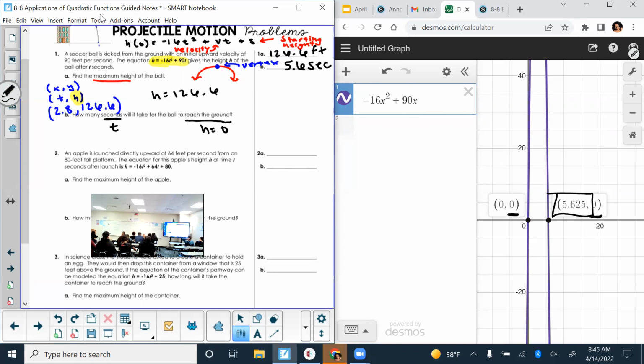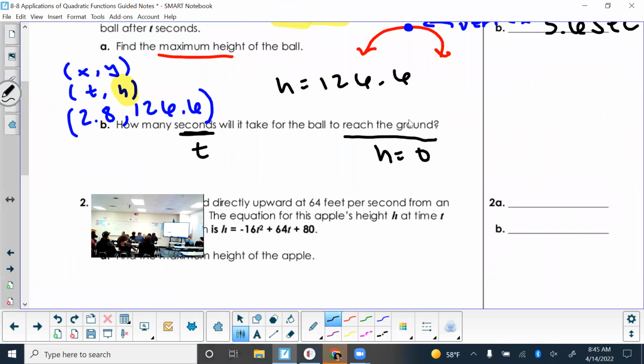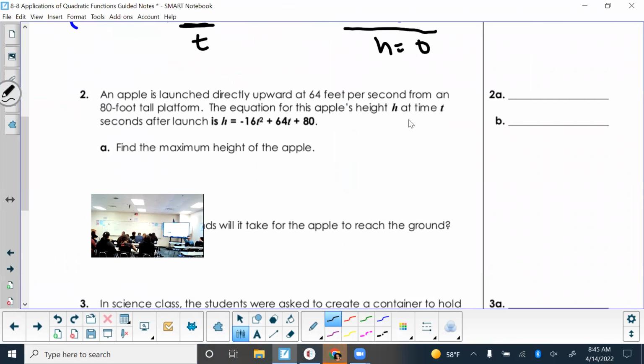All right. I want you guys to try this next one. So you guys try number 2. And then I'll show you how to do number 3 without a graphing calculator, just because you won't always have a graphing calculator with you. All right, so try number 2. I'll give you like 2 minutes.